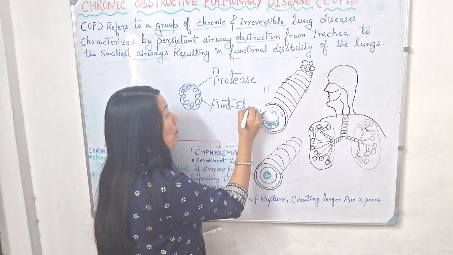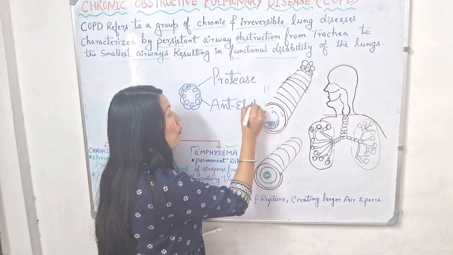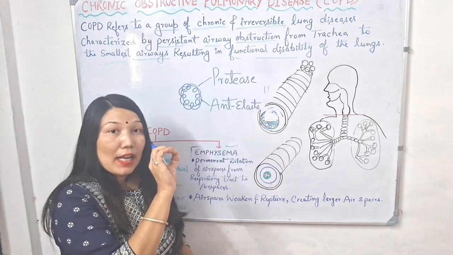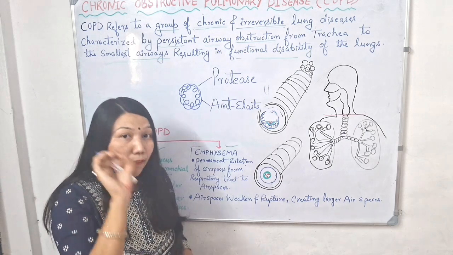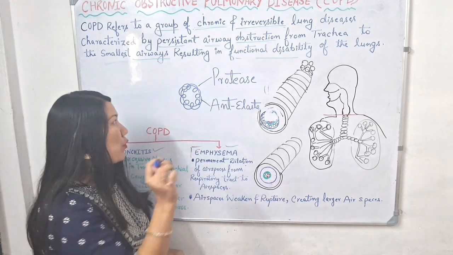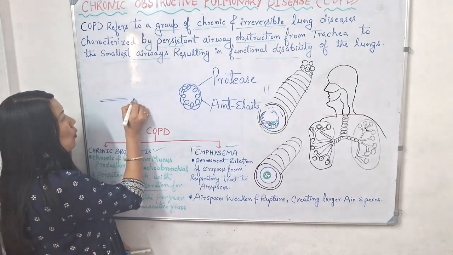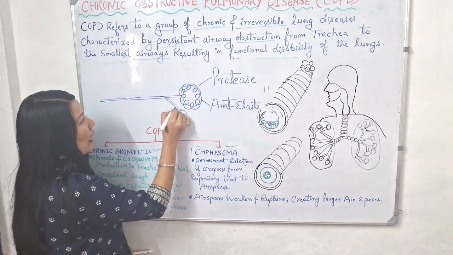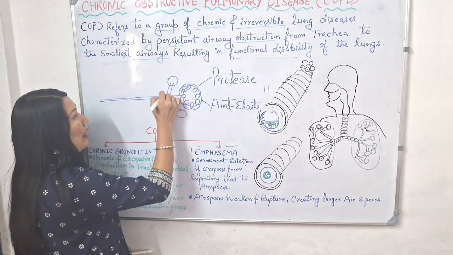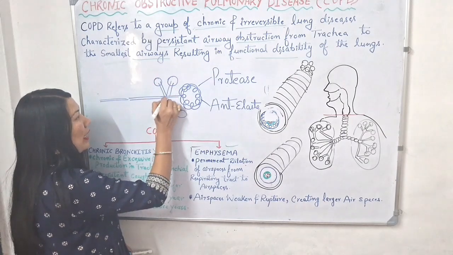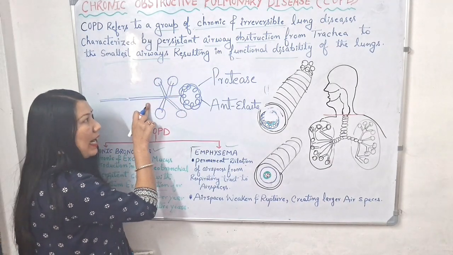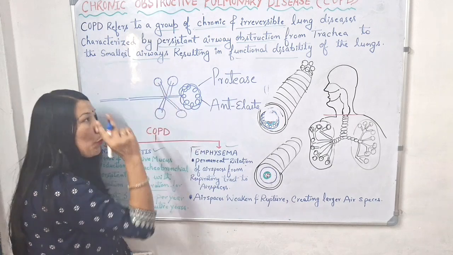Okay, this will prevent the degradation of protein. So there are two proteins which are present in the respiratory bronchiole, in the alveolar duct, and into the alveoli. So this is our respiratory bronchiole, this is our alveolar duct, and through this alveolar duct lots of alveoli are attached, and in this respiratory bronchiole, in this alveolar duct, and in this alveoli, there are two proteins present.